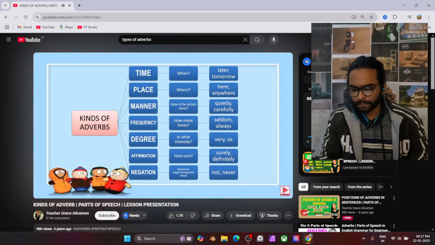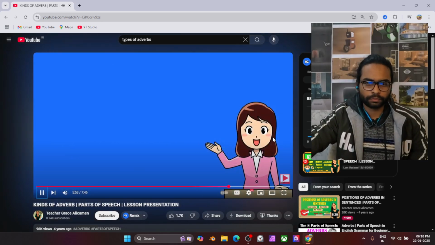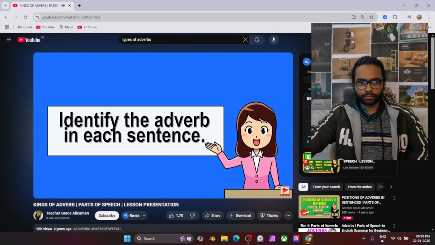Once again, these are the different kinds of adverbs with their examples: time, place, manner, frequency, degree, affirmation, and negation. At this point, let us try to identify the adverb in each sentence.